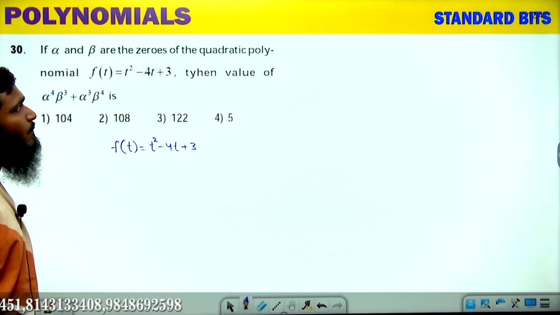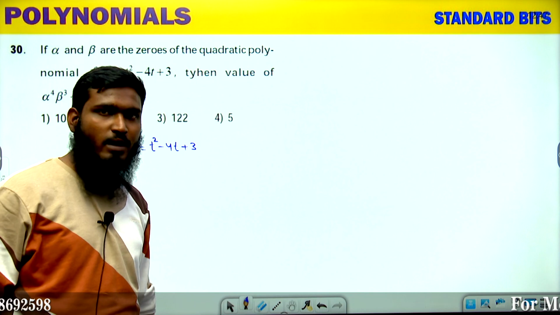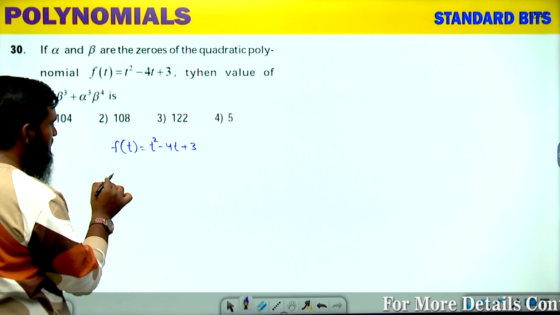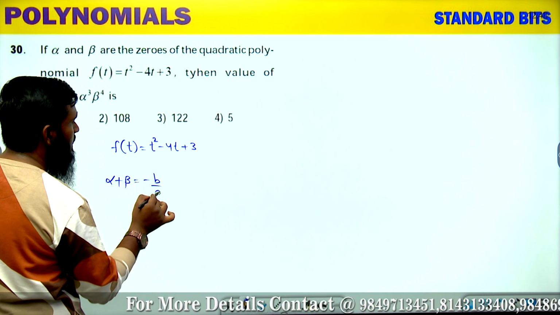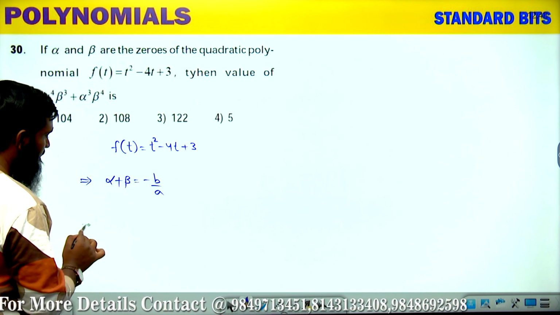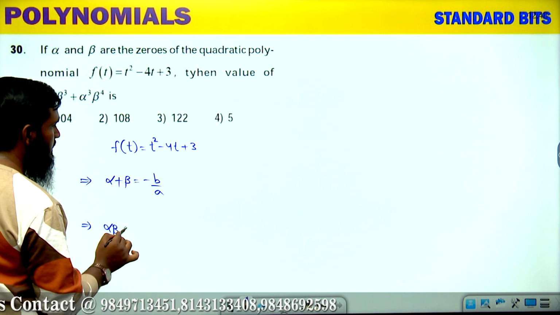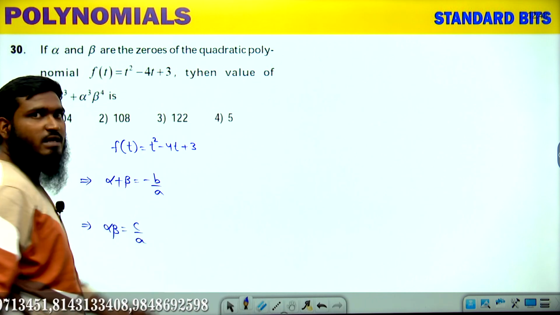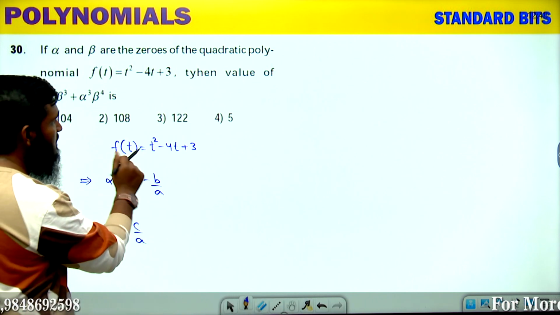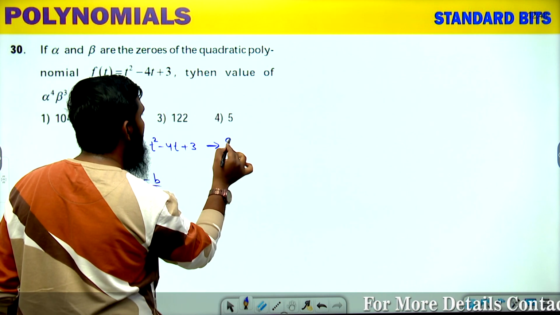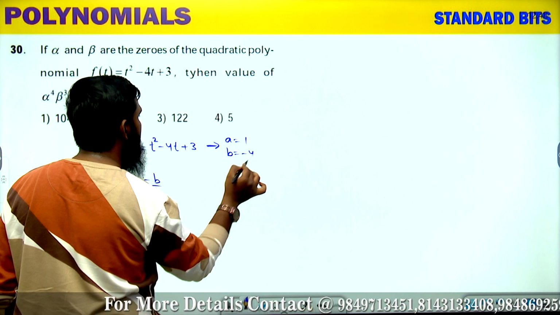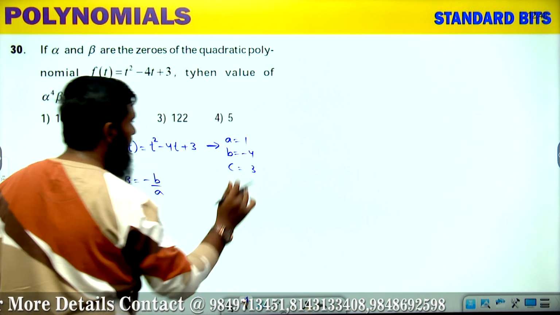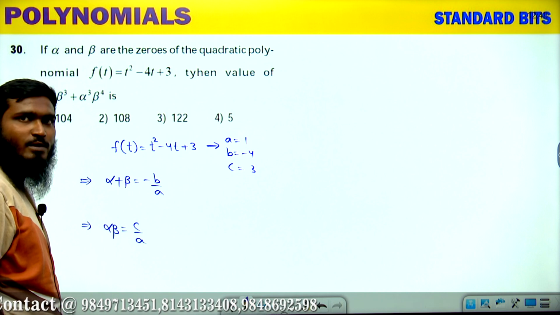Now for a quadratic polynomial, we have 2 formulae. What are the 2 formulae? Alpha plus beta is equal to minus b by a. The next formula: alpha into beta is equal to c by a. These are the 2 formulae. Now from this polynomial, can you find out what the a value is? A value is equal to 1. What is the b value? Minus 4. What is the c value? 3. Those a, b, c values we will substitute here.